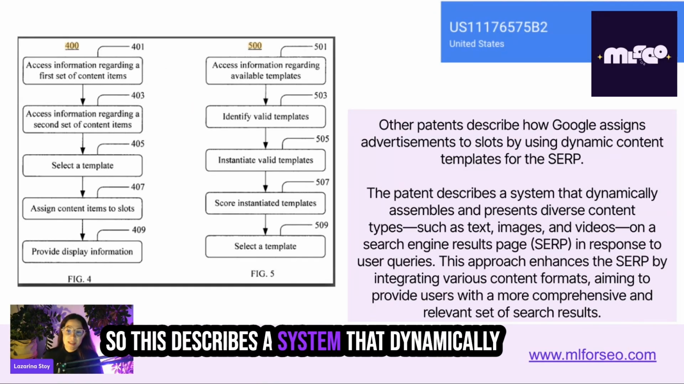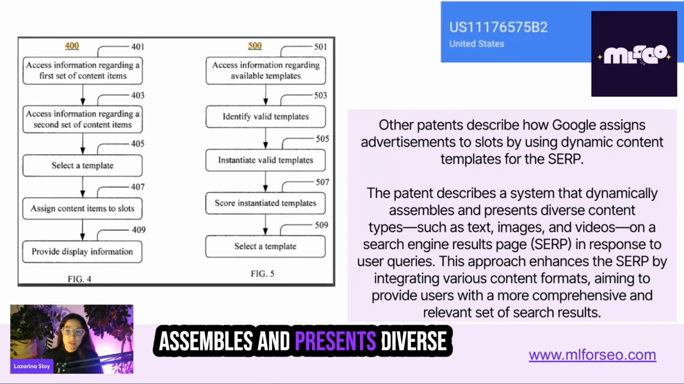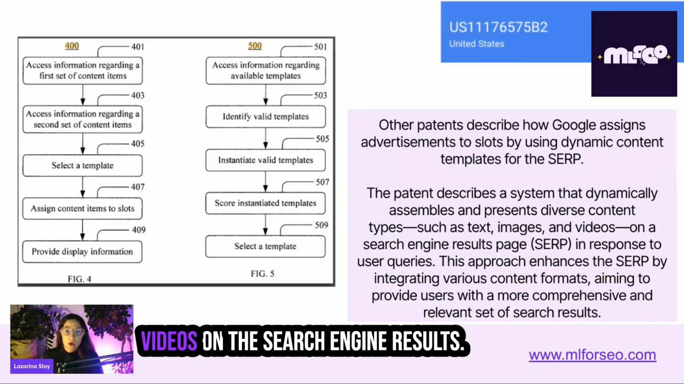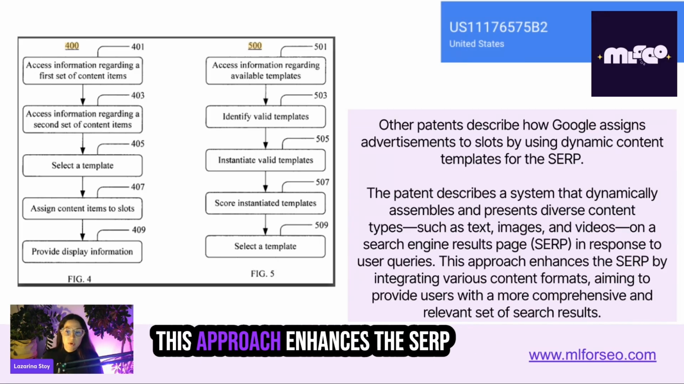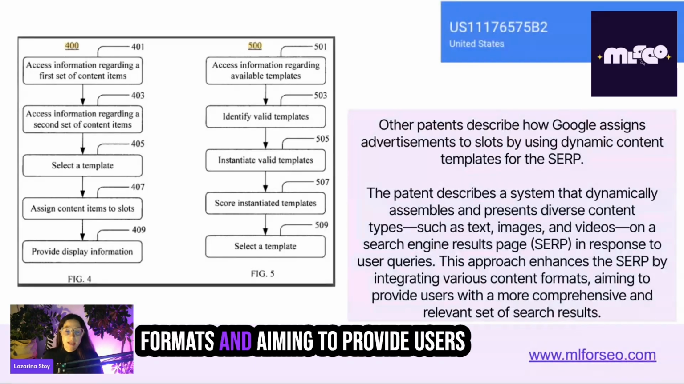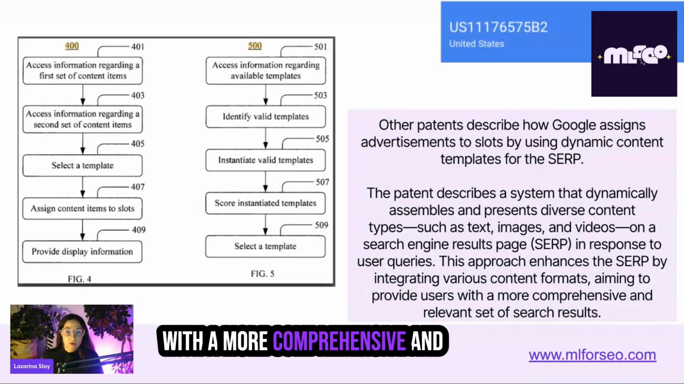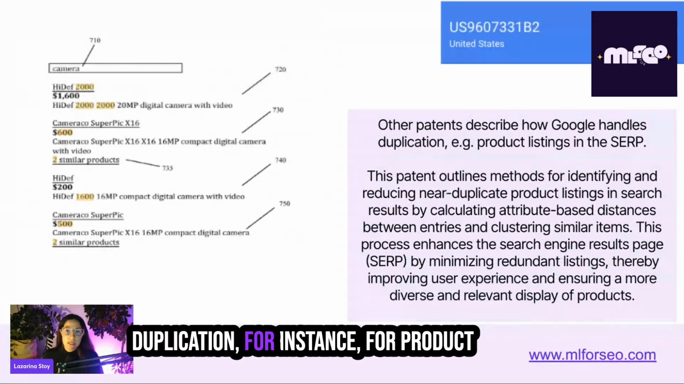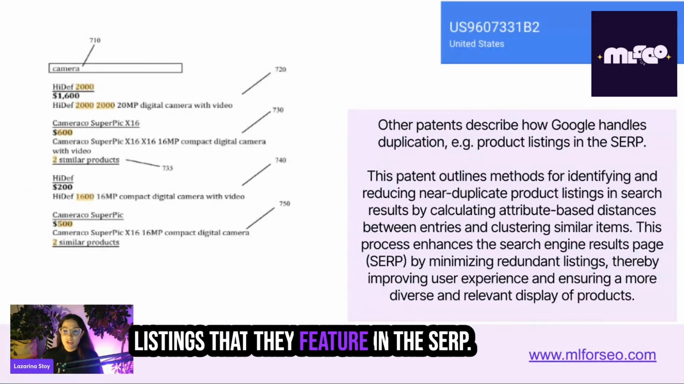So this describes a system that dynamically assembles and presents diverse content types, such as text, images, and videos on the search engine results. This approach enhances the SERP by integrating various content formats and aiming to provide users with a more comprehensive and relevant set of search results. Other patterns describe how Google handles duplication, for instance, for product listings that they feature in the SERP.